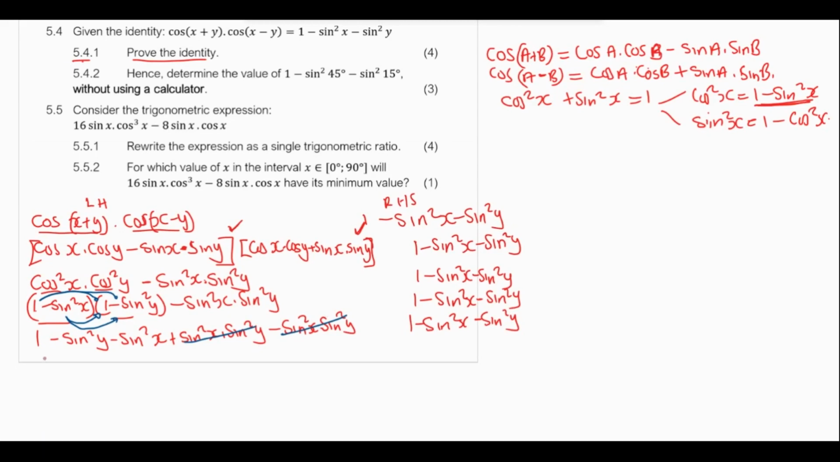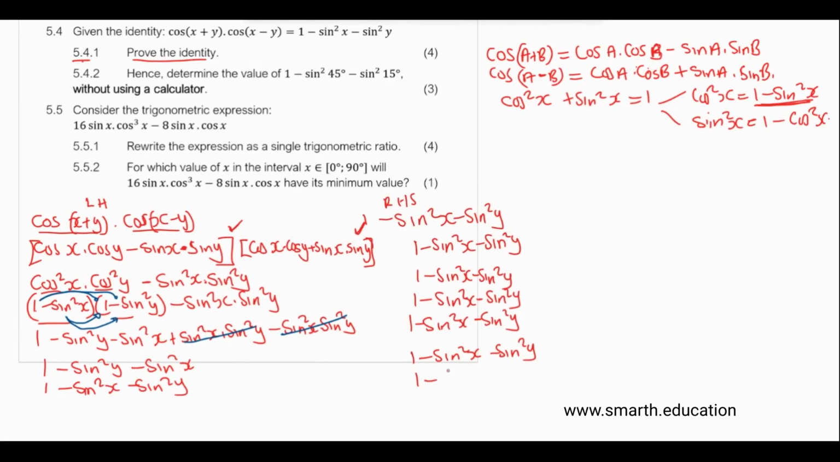Then what do we remain with? We remain with 1 − sin²y − sin²x, which is equal to 1 − sin²x − sin²y. Addition is commutative, if you know. This is just the same. You can even rearrange this and say this is 1 − sin²x − sin²y, so that they look the same. Otherwise, up to this level is still okay. And then sin²x minus sin²y.